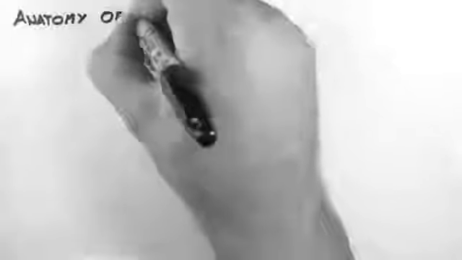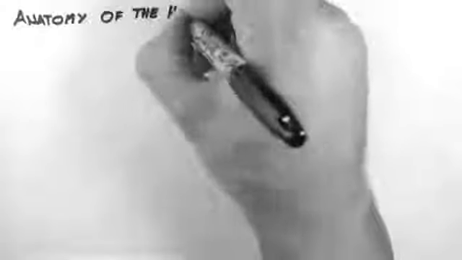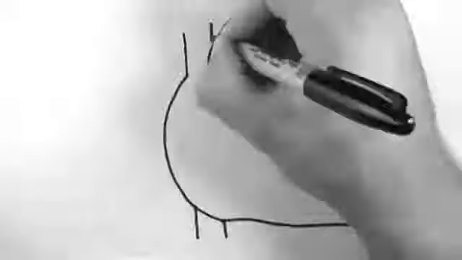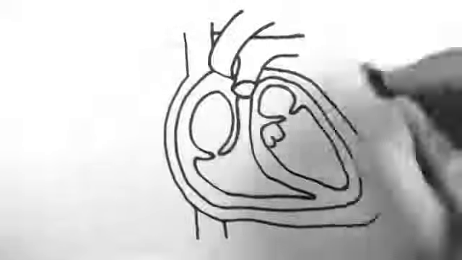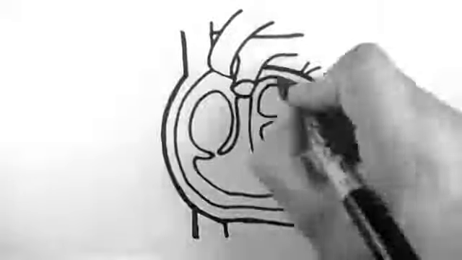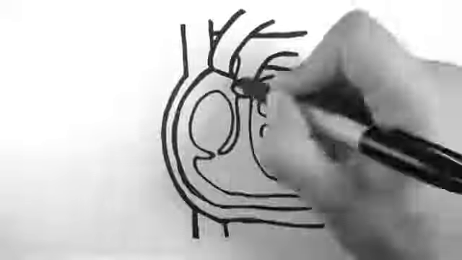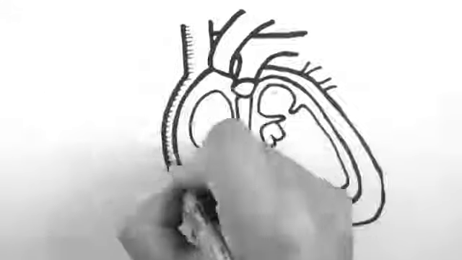Hi, in this video I'm going to talk about the anatomy of the heart. And this is just going to be an overview of the gross anatomy of the heart and the chambers. So I'll just draw the heart up quickly here, and I'm going to draw this so that it's been dissected to show all the chambers of the heart and all the valves.